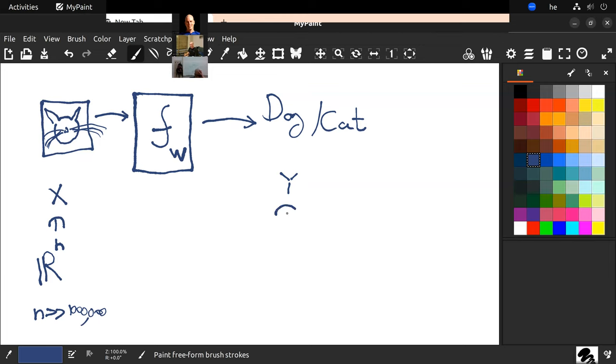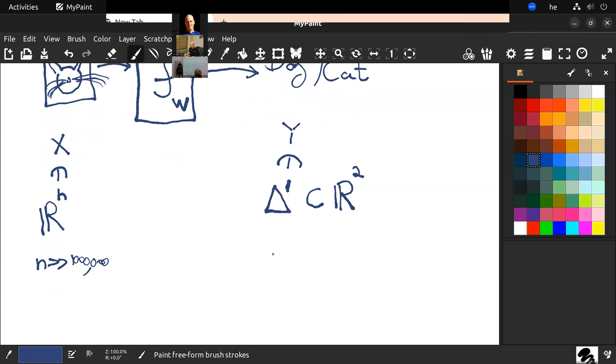And as you recall, the labeling dog or cat, we could have just chosen 0 or 1, but we represented it as a two-dimensional vector. You told me that this is the right notation for what we are dealing with. It's a simplex, which is part of R2, right? This is the simplex of dimension 1. It's like all the probabilities with binary outcomes. All vectors of 2 dimensions whose sum of coordinates is 1, and non-negative. Yeah.